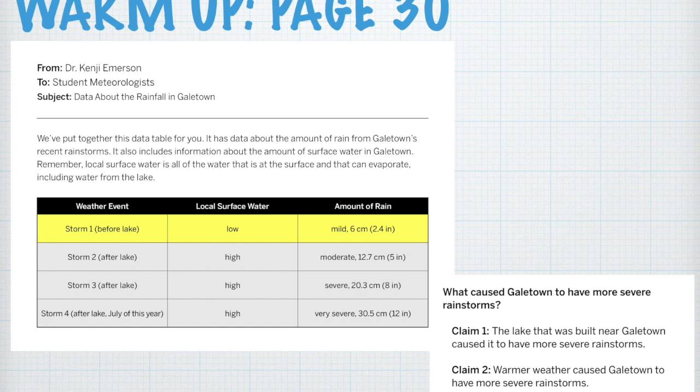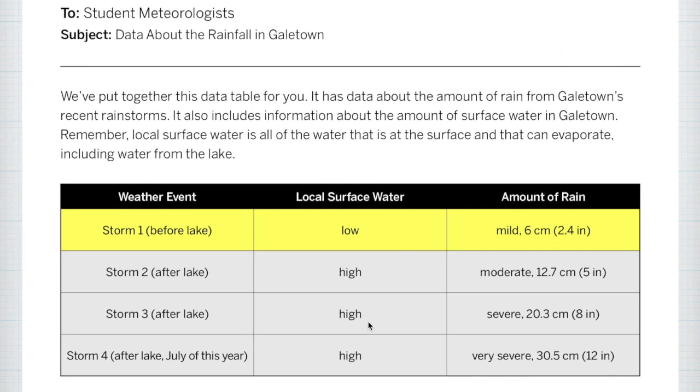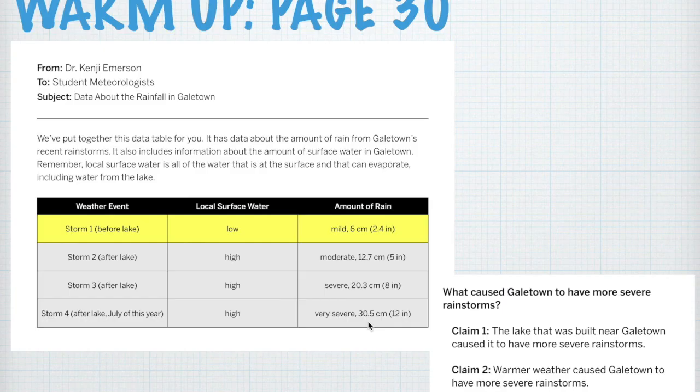One is before the lake and one is after the lake. 2 and 3 are after the lake, and as well, storm 4. So I'm looking at the local surface water level right here. High, high, high. And then it goes from mild, moderate, severe, very severe, so almost in increasing order. Use this to answer the questions on page 30 and think about the claims that are attached to it. Claim 1 is what we're really focusing on. At this time, you can pause.